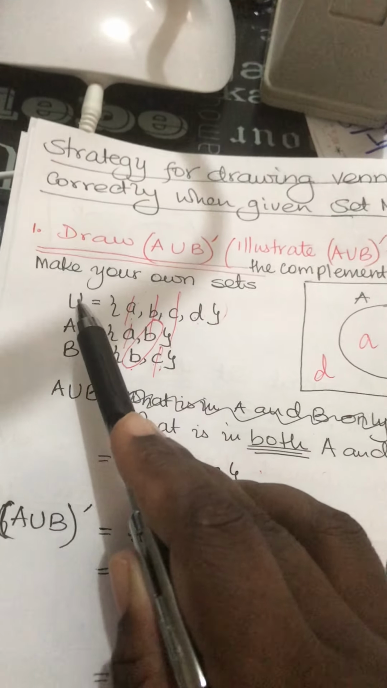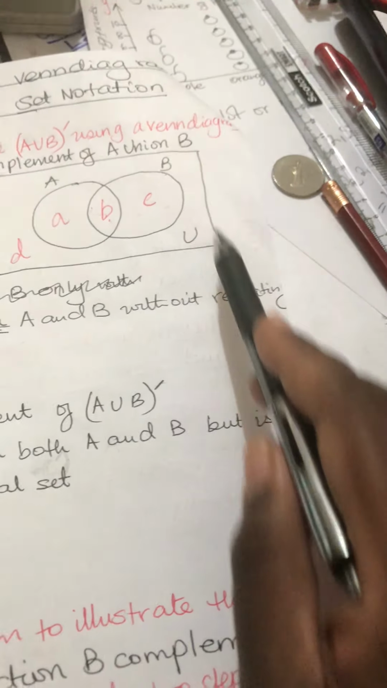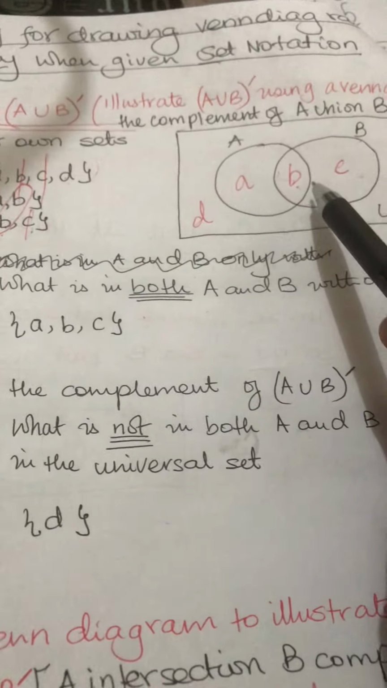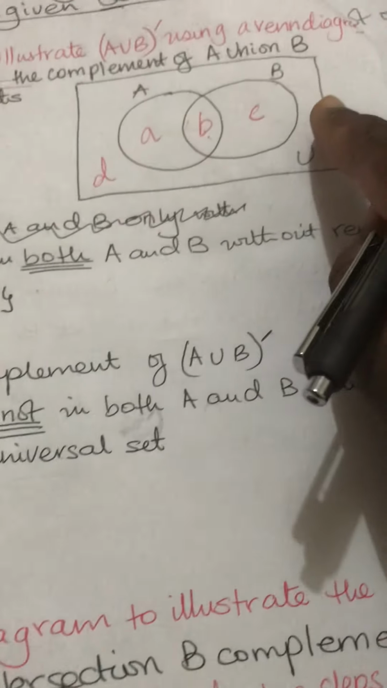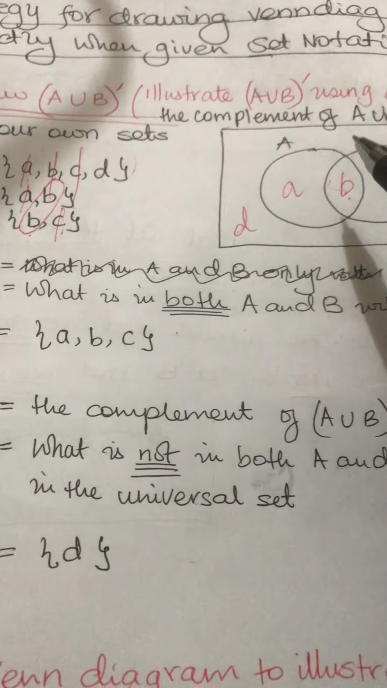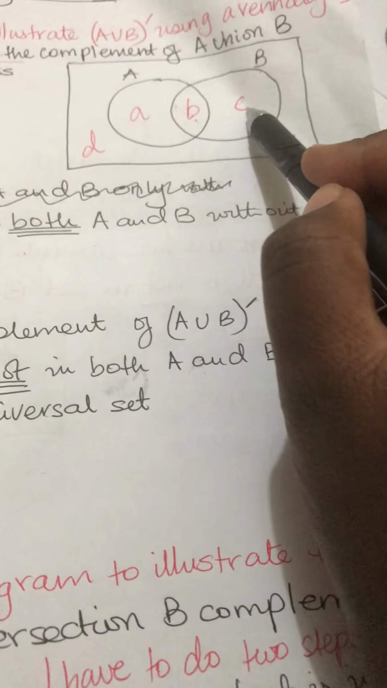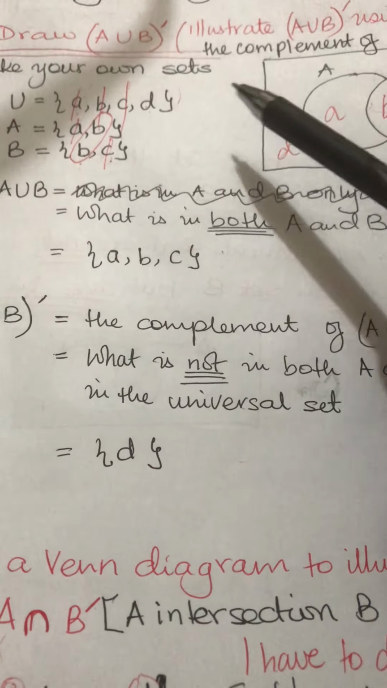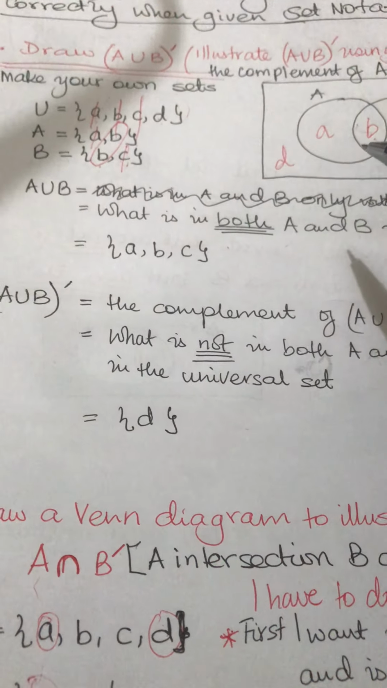Now, the question told us the universal set. So all these four letters should be somewhere in the rectangle. A belongs to the A circle. C belongs to the C circle. B is in the middle because it is in the A circle and it is also in the C circle. D is outside because it is not in any of the circles. Okay?